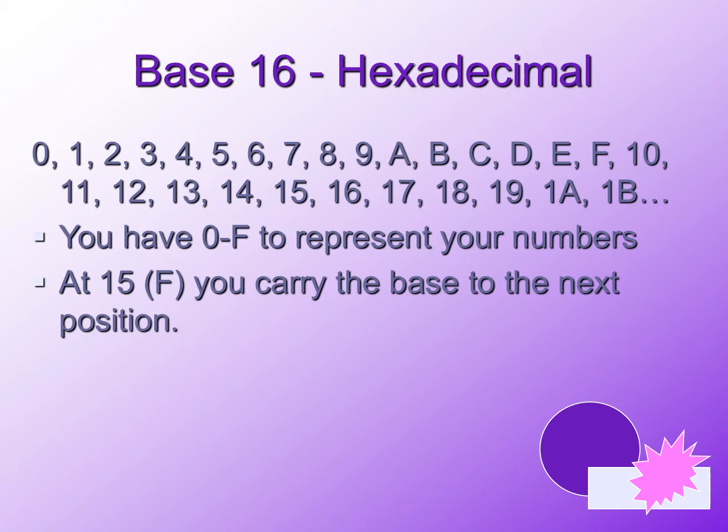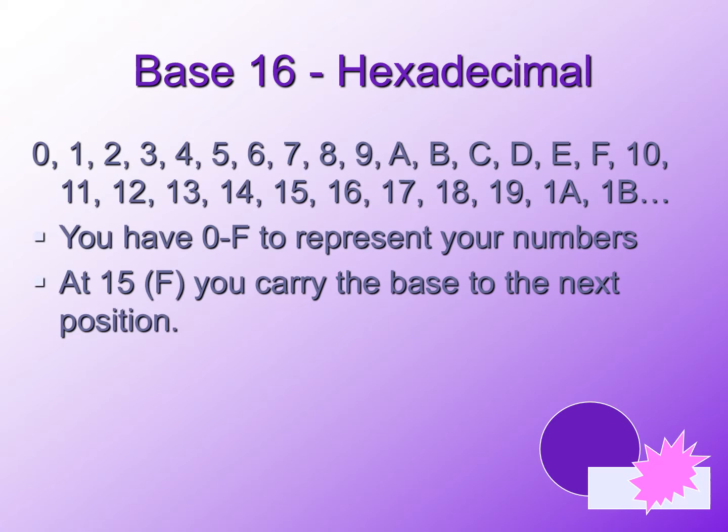So I go 0, 1, 2, 3, 4, 5, 6, 7, 8, 9. That's cool. A, B, C, D, E, F. Not a problem. Now I move over to that 16th position, so I have 1, 0. And please don't call that 10. If you're counting in hexadecimal, you do not have a 10; that 1, 0 is actually 16. But we're just going to say 1, 0.